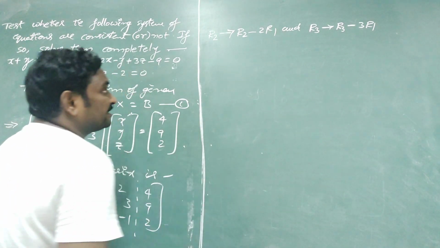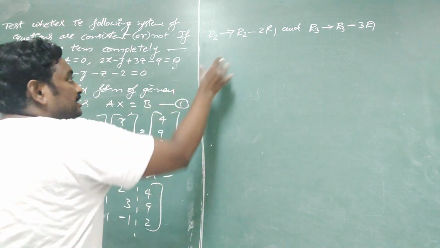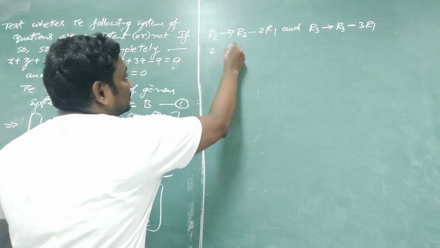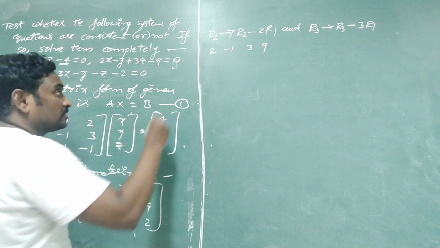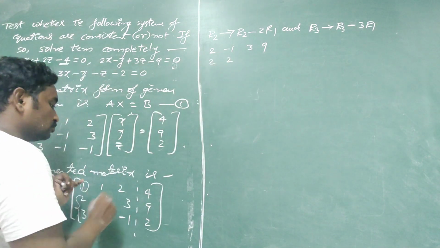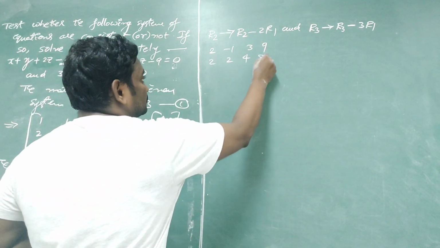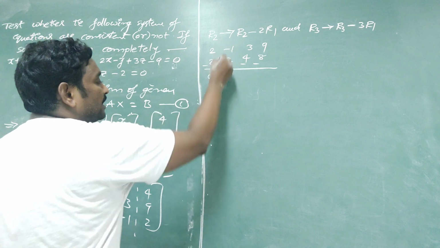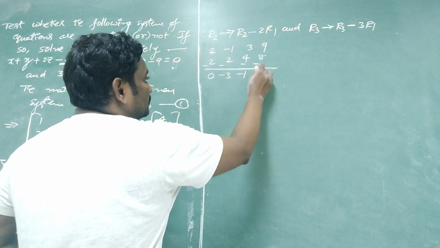To avoid numerical mistakes, it is better to write the calculations here only. Write R2 directly here: 2 minus 1 3 9, and multiply the first row with 2. 2 ones are 2, again 2 ones are 2, 2 twos are 4, 2 fours are 8. Subtract the elements. So 2 minus 2 is 0, minus 1 minus 2 is minus 3, 3 minus 4 is minus 1, 9 minus 8 is 1.